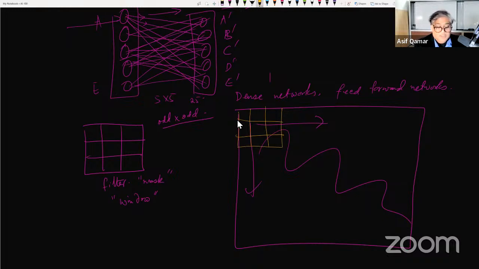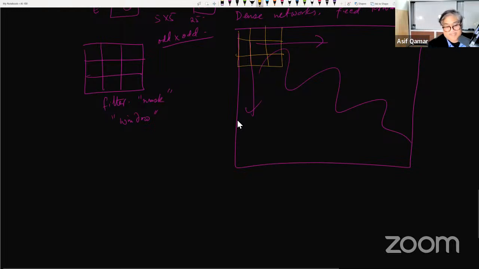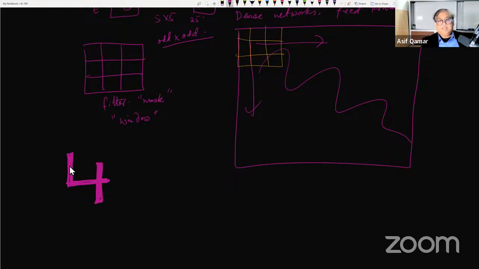Convolve means it is looking for something. It may be looking for, for example, an edge. So let me take an example. Suppose you have a big fat 4, and imagine this is huge in size. And you do this game. You take this 3 by 3.